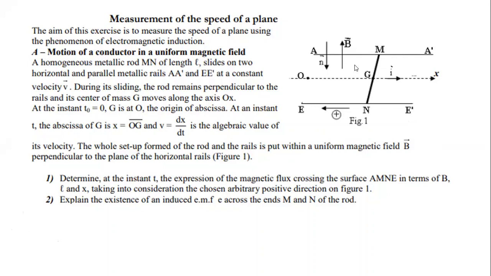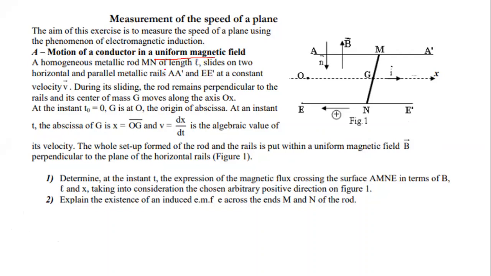Session 2009, exercise number 2. The aim of this exercise is to measure the speed of a plane using the phenomenon of electromagnetic induction. Here in part A, we have the motion of a conductor in a uniform magnetic field. You must pay attention that it's a uniform magnetic field.